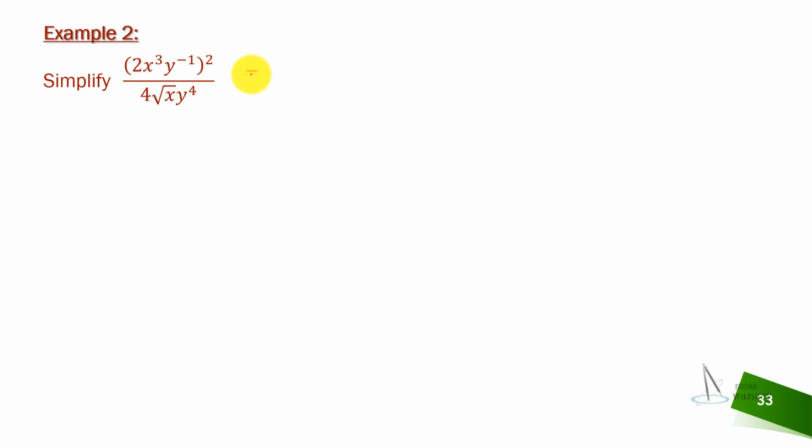Okay, so let me simplify the numerator as well as the denominator. Numerator first, 2 with a square, so it will become 4. x cubed square, so it will become x to the power of 6. y to the power of negative 1 square, so it will become y to the power of negative 2, over 4. And then the square root of x is simply x to the power of 1 over 2, and then y to the power of 4.